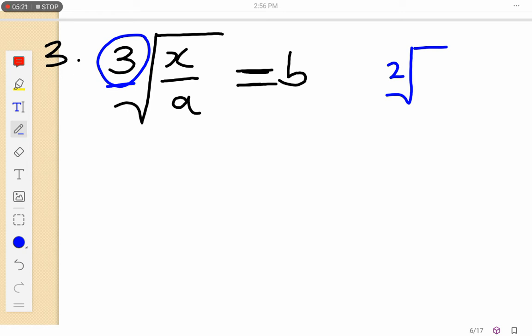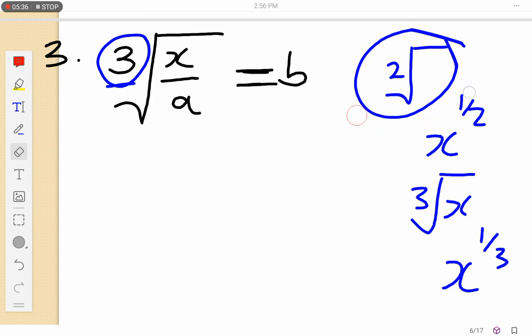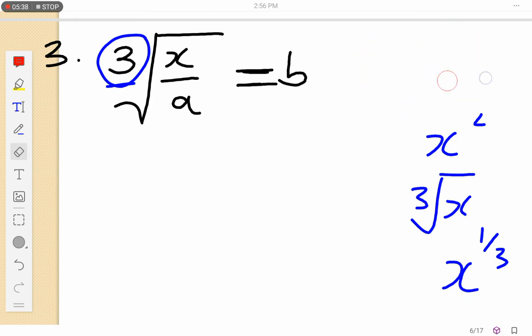So what we do is this. When we were dealing with this one, we were saying our number x to the power of half. Now when it is a cube root like this, cube root of x, we simply say x to the power of 1 over 3. That's what we are going to do. Okay, let's do that. I'm going to rub off this part.